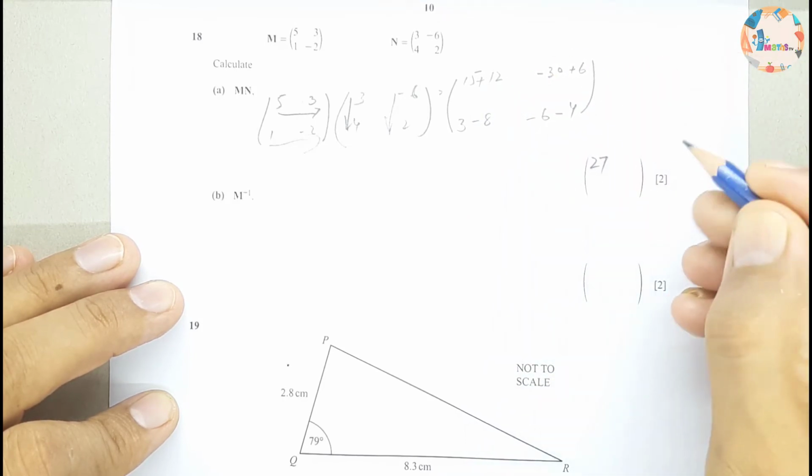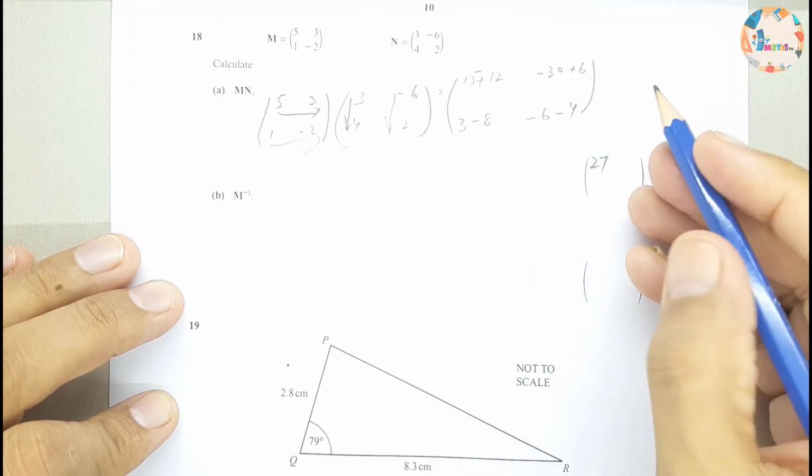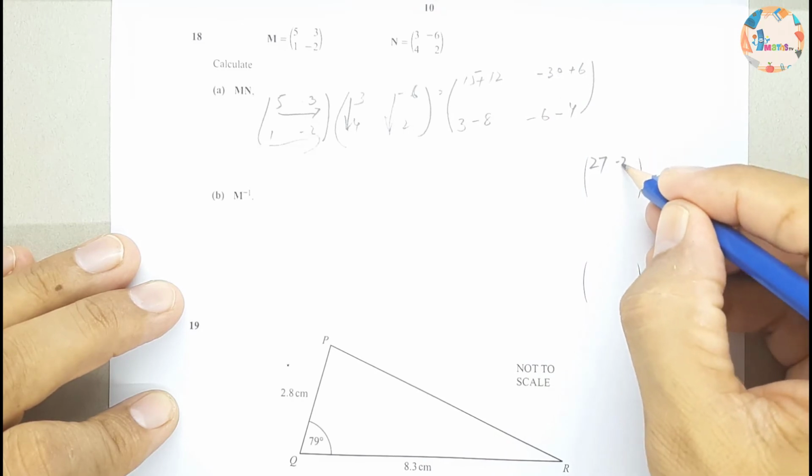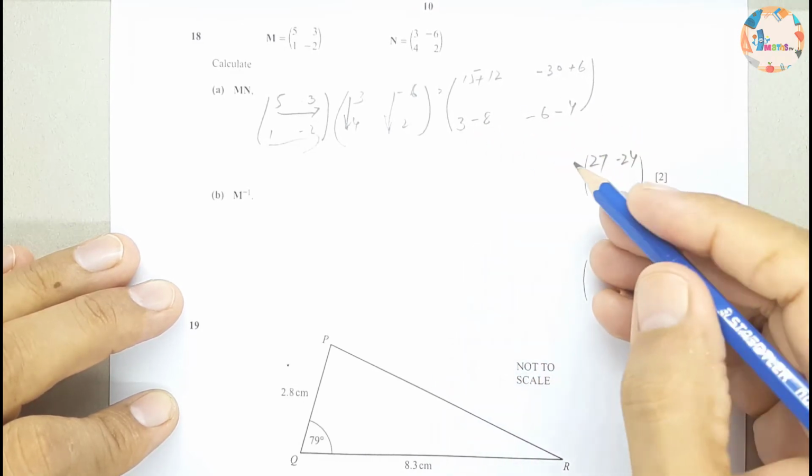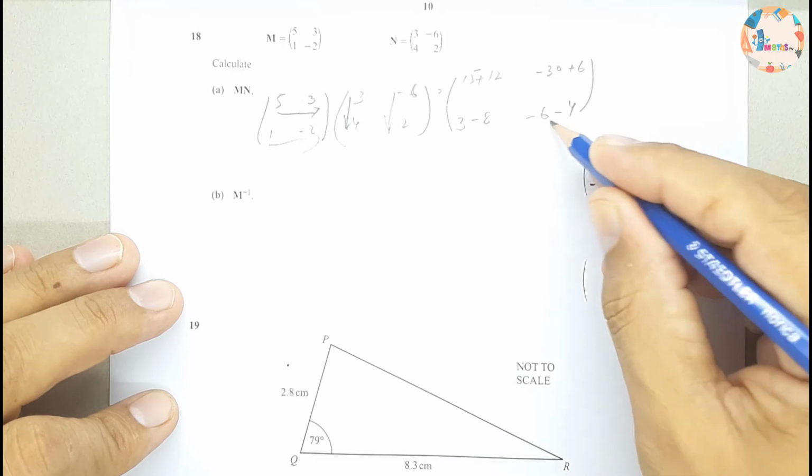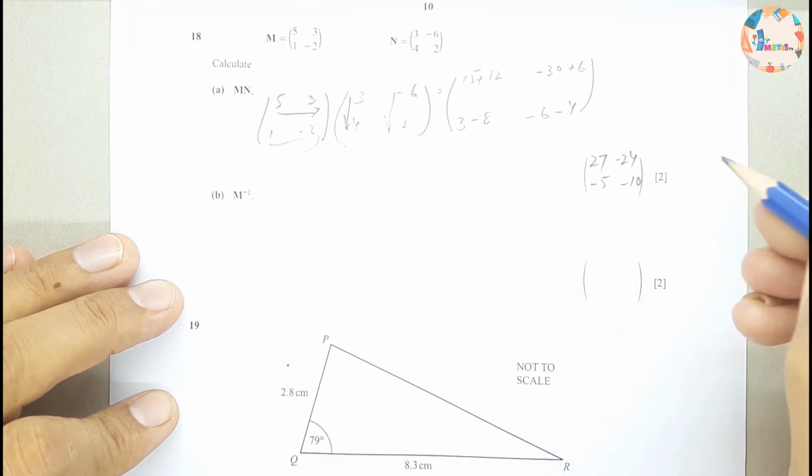Then 15 plus 12 will be 27. We can write the answer over here, and minus 30 plus 6 will be minus 24, and 3 minus 8 will be minus 5, and this will be minus 10. This will be our final answer.